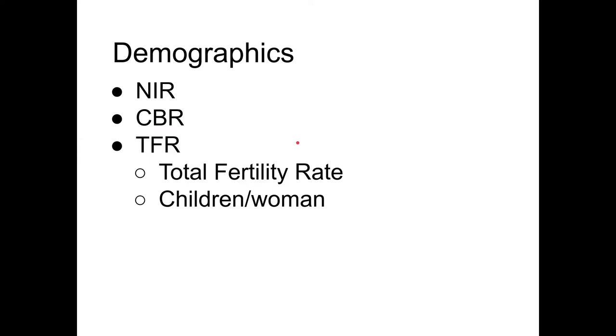Next up is the total fertility rate. You take the total number of children and divide it by the number of women. Another way of thinking of it is the number of children that a woman would expect to have in her lifetime. The average number of children per woman.